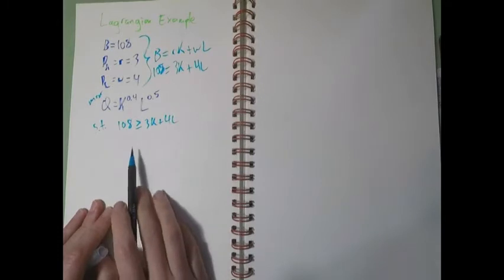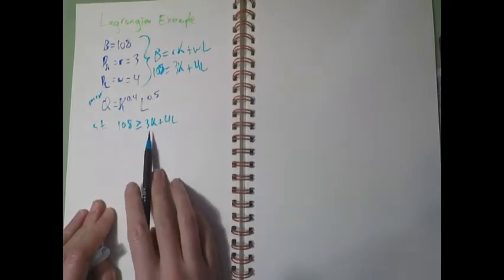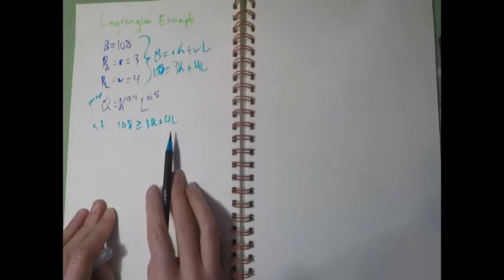All right, the order doesn't matter a whole lot. All we're saying is we've got at least as much budget as the amount of money we spend on capital plus the amount of money we spend on labor.